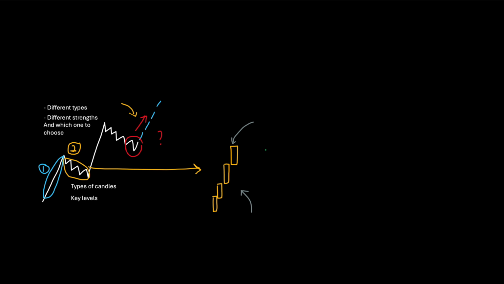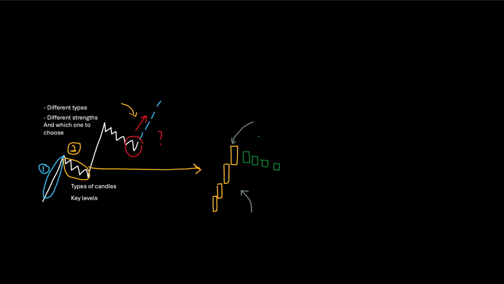So the pullback you want to see is the pullback with candles that look like they are struggling, because that will mean that the sellers or the traders that create the pullback or are behind the pullback don't have enough confidence that the market is going to go down, and they don't invest enough or trade with volumes as if they are sure that the market will go down.